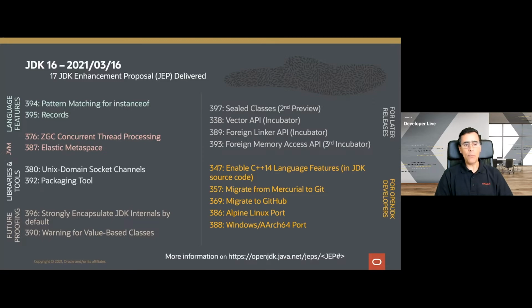We deliver 4 features in preview or incubator so that we can gather feedback before we add them to the platform in a more permanent way. Finally, the JEPs in JDK 16 deliver changes not only to the builds for the JDK, but also to OpenJDK. And those will make it easier for developers to contribute and move the platform forward. Now let's review each one of these in more detail.